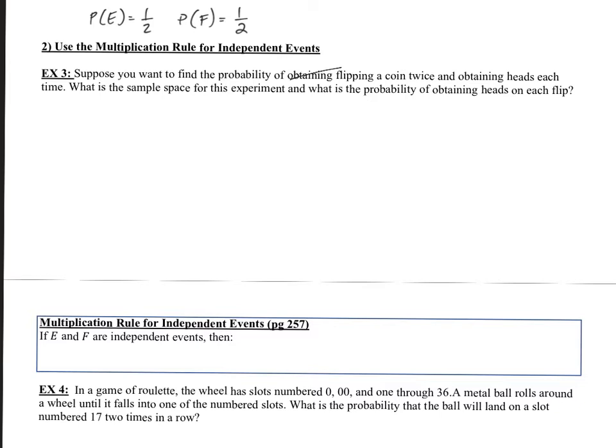Well, what's the sample space? Let's see. The first time we do this, let's say we get heads and heads. The next opportunity would be getting tails and tails. After that, we could get a tails, then a heads, and finally, we could get heads first, then tails. And those are all the options. So that's my sample space. Now let's see. We want to see what is the probability of obtaining heads on flip 1 and heads on flip 2.